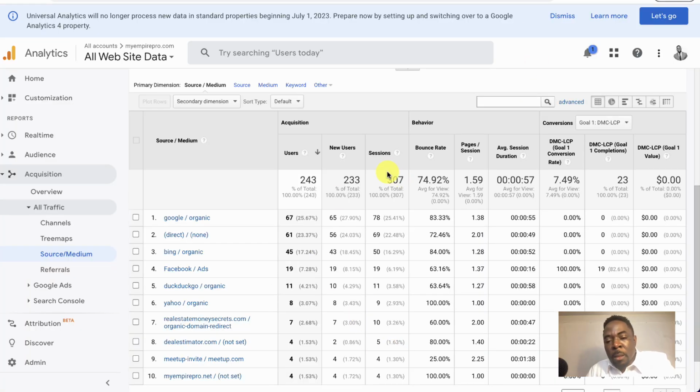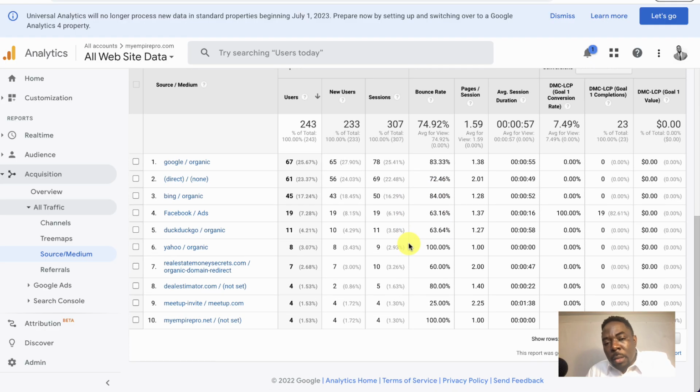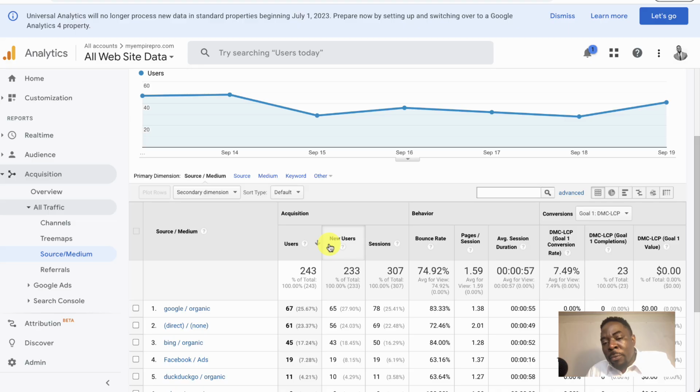So let's go here. We have users, and then we have new users, and then we have sessions. If you notice here, the sessions are slightly more than the users. Why? Because some users come multiple times. Those are the basic metrics right there. You have users and sessions that you're going to see a lot of in Google Analytics.